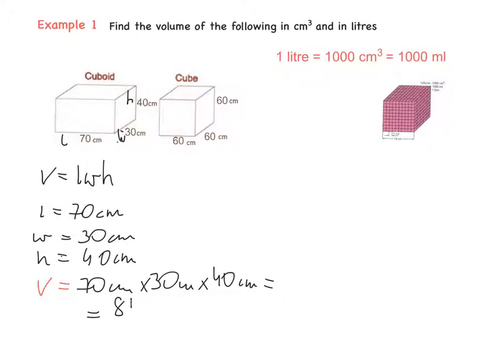So the answer is 84,000 centimeters cubed. Now we need to find how many liters there are. If we know 1 liter is every 1,000 centimeters cubed, then here we have 84 liters. So this is exactly the same as 84 liters.